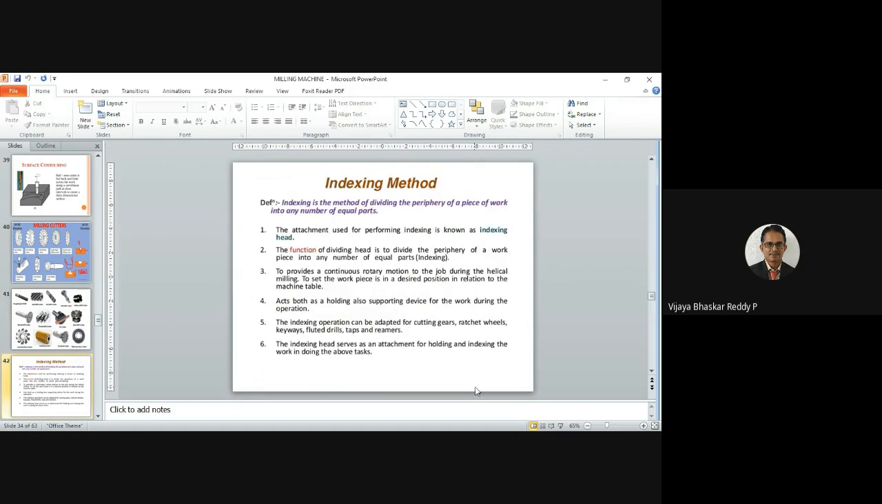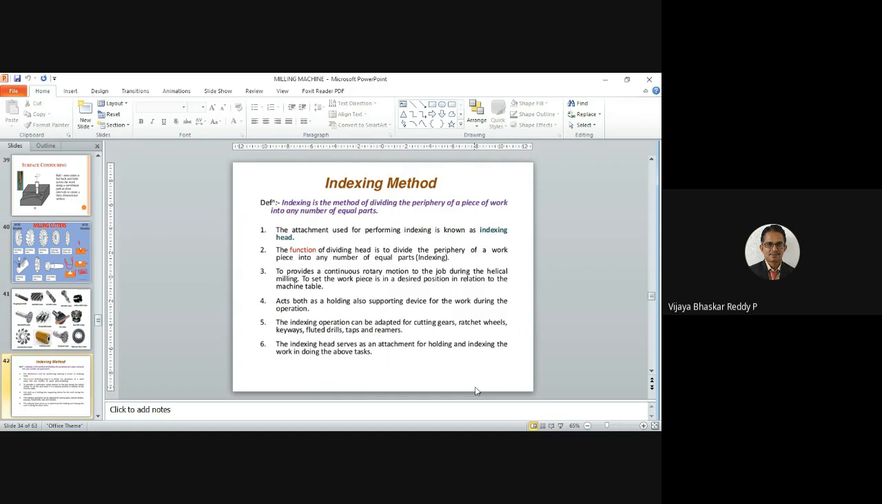Indexing is a method of dividing the periphery of the workpiece into any number of equal parts. That means we divide the periphery of the workpiece into any number, whether 6 or 7, 8 or 9, equally, not unevenly. If the module and tooth size are not equal across the gears, they may not match with the follower gear, so power transmission cannot be possible. There will be other problems too, such as backlash or other errors.